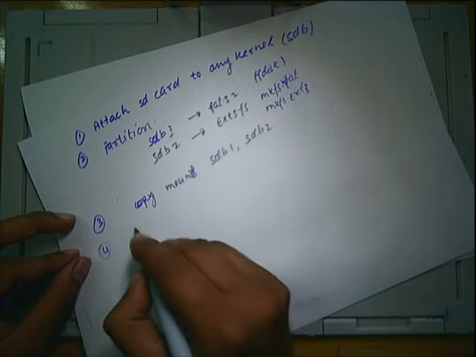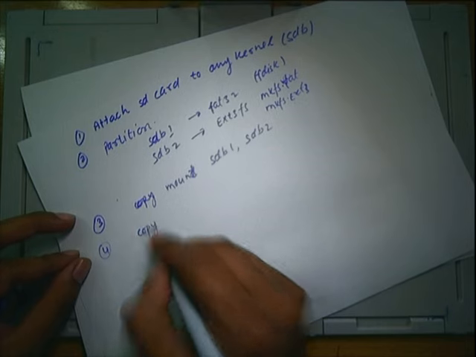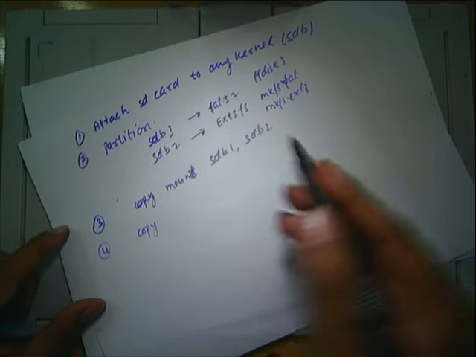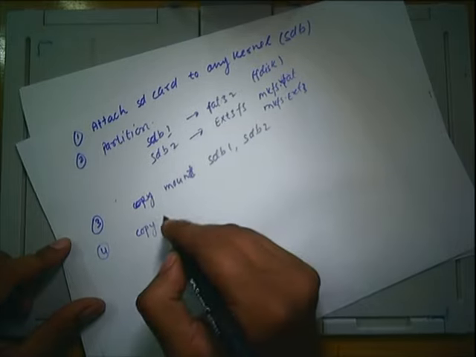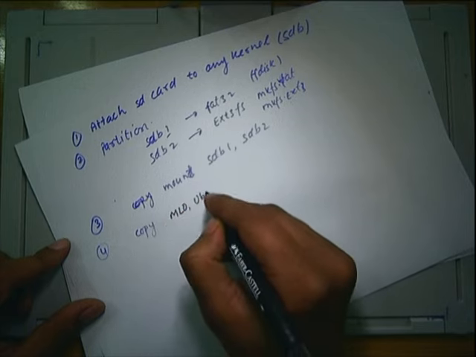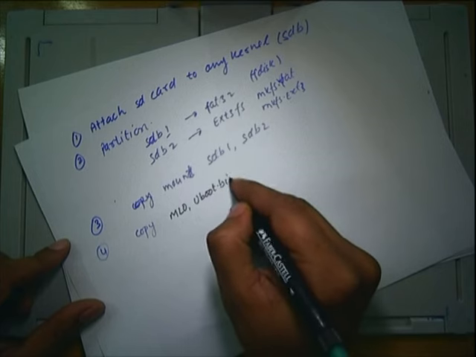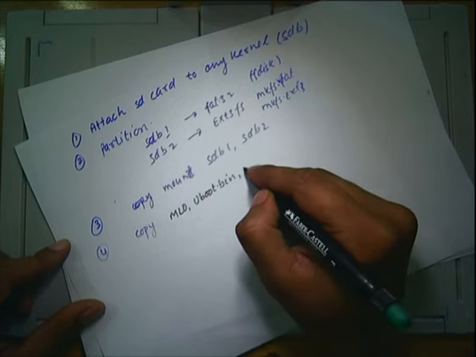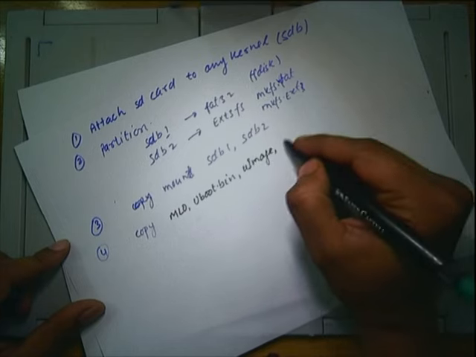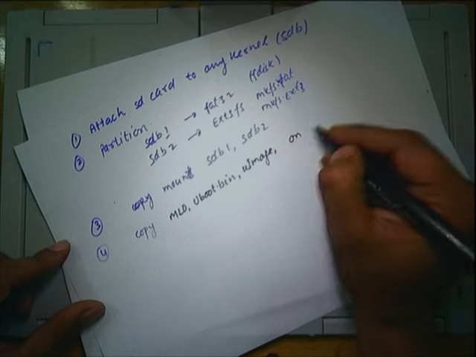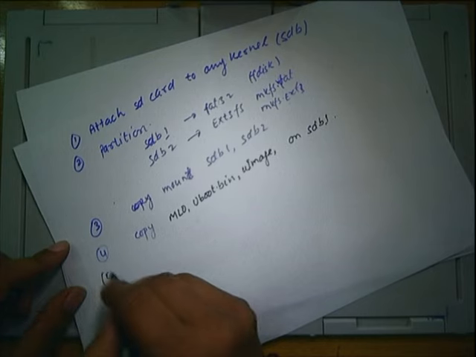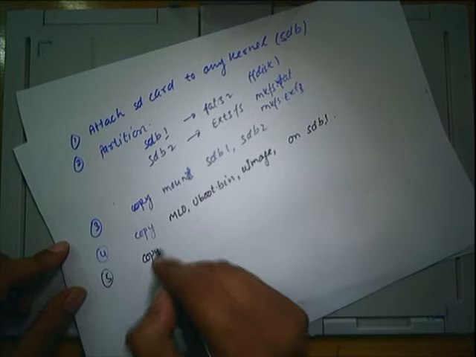Fourth step would be that you copy MLO, u-boot.bin, then uImage, and this is on SDB1.